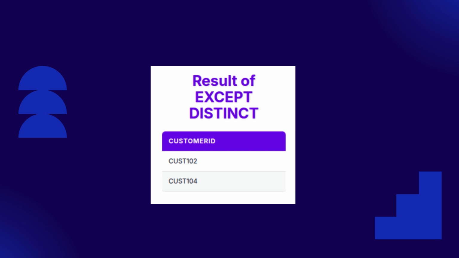A couple of important points to remember. Both intersect and except work only when the queries have the same number of columns and the columns are of compatible data types. Also, like union, these operators remove duplicates by default.